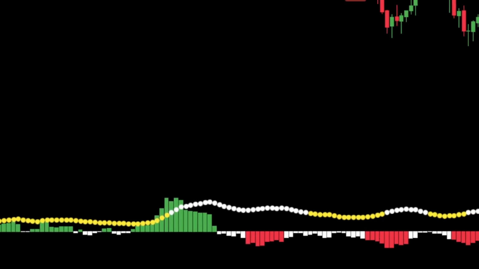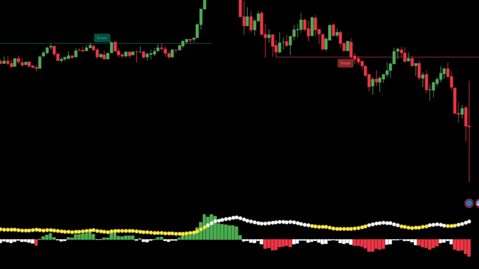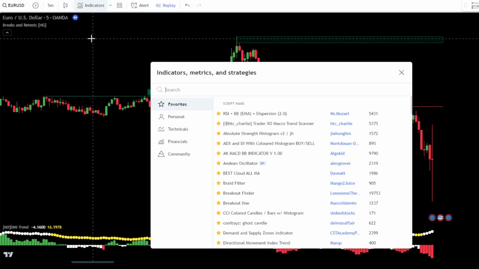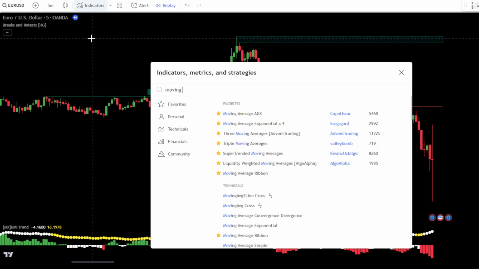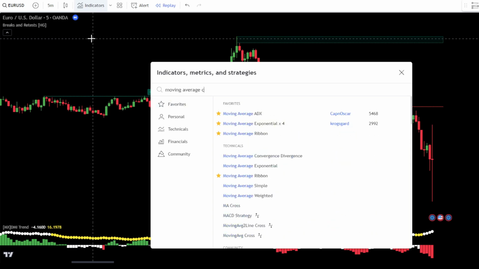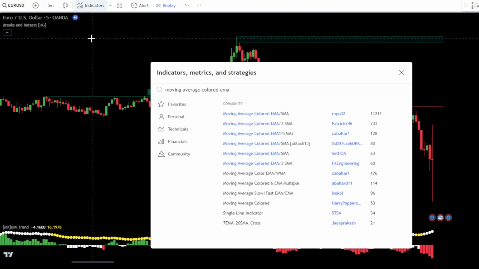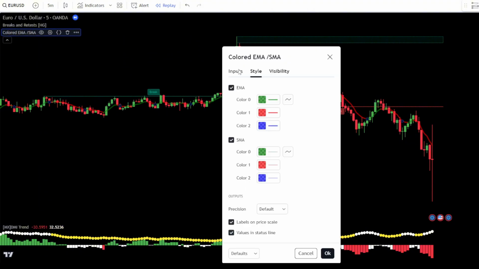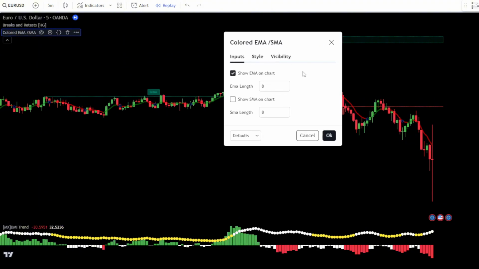To increase the accuracy of this trading strategy, add one more indicator that will be used to confirm the market trend. Go to the Search Indicator tab and type Moving Average Colored EMA. Then, select the Moving Average Colored EMA indicator by Repo 32. Next, adjust the settings for the indicator. Go to the Input tab and change the EMA length to 200. Once done, simply click OK to confirm the changes.